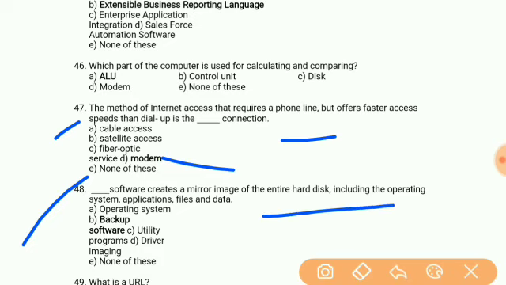Then which software creates a mirror image of the entire hard disk? The software that creates a mirror image of the hard disk is backup software.